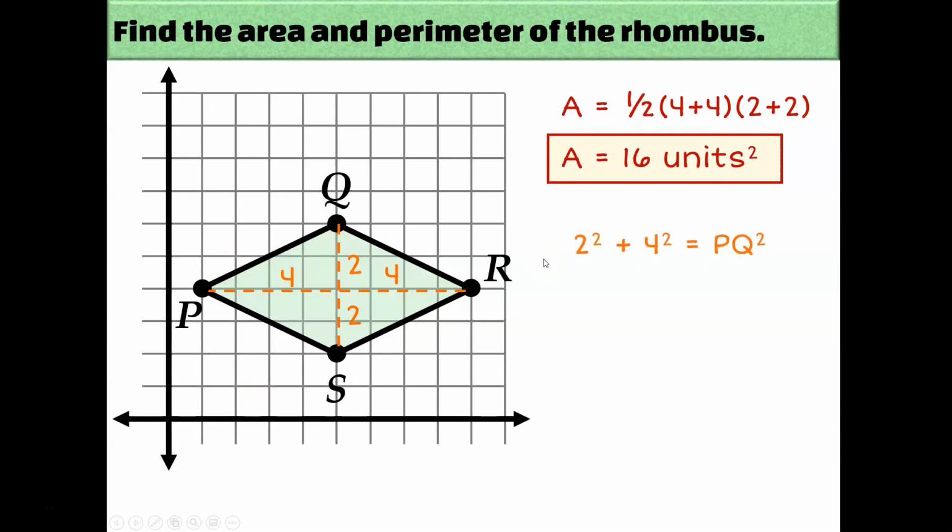So here we go. 2 squared plus 4 squared equals PQ squared. That's leg squared plus leg squared equals hypotenuse squared. Simplify, and you get an answer of about 4.5. Which means all 4 sides have a length of 4.5.